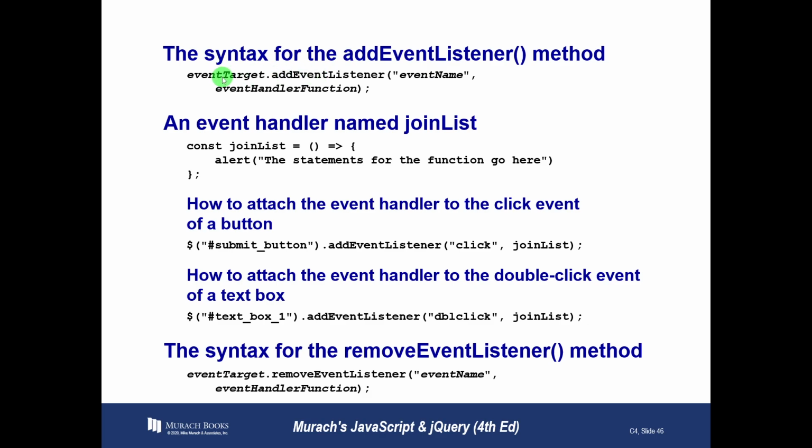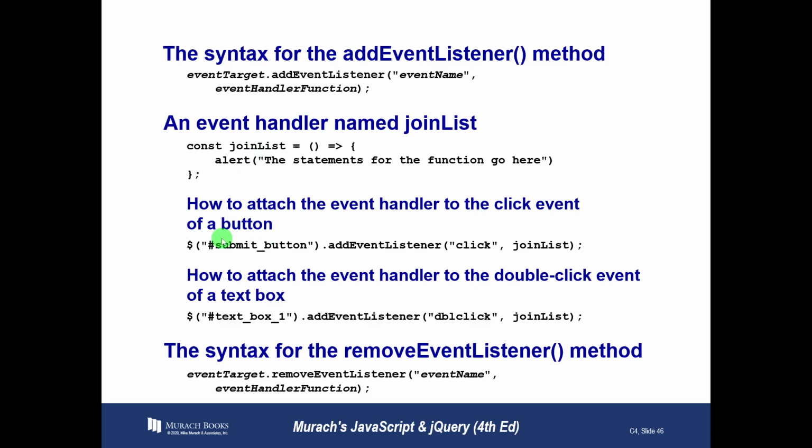So let's look at an example here. Here's an event handler named joinList. So it's a function called joinList. It doesn't take any parameters, and all it does is pop up an alert that says the statements for this function go here. So we can put anything we want between the curly braces. So we write the function, and then we attach the function to an event.